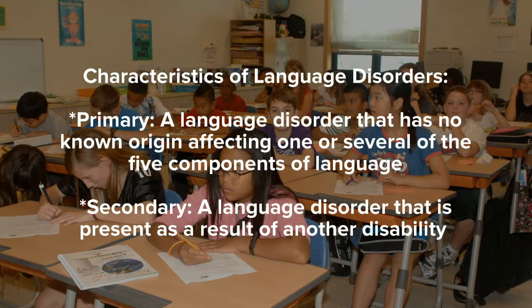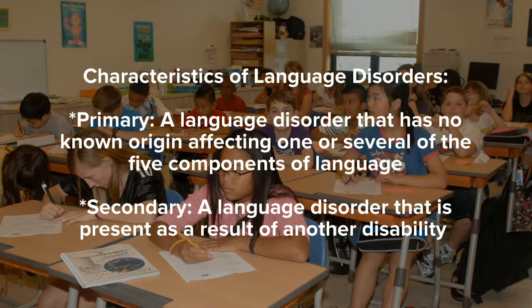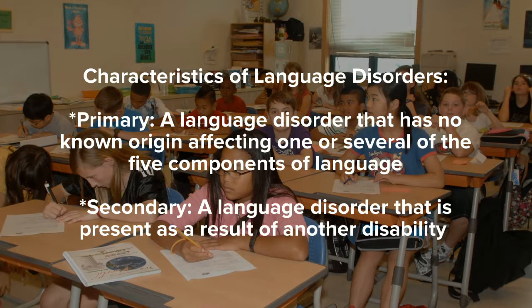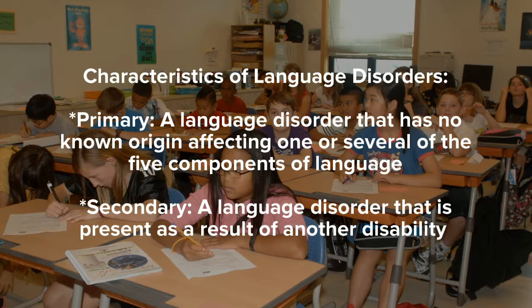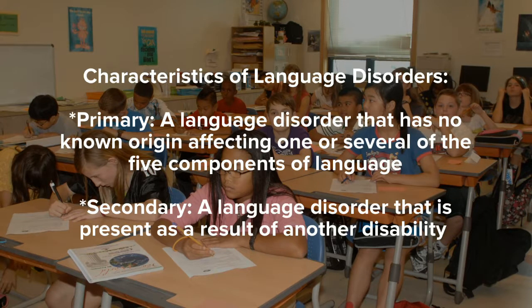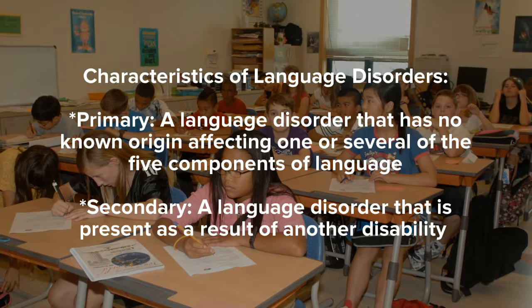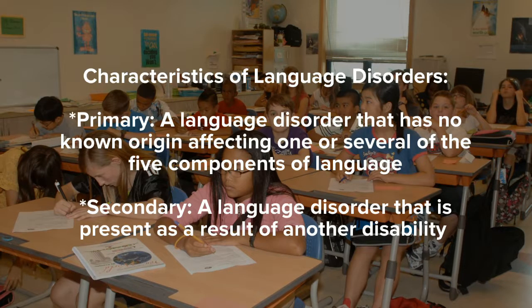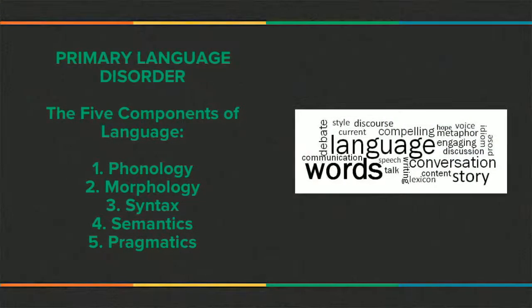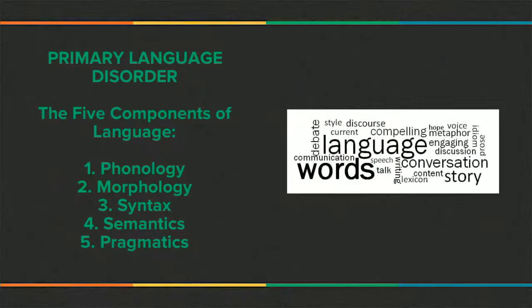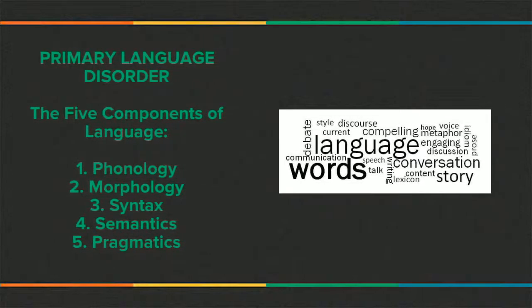Language disorders can be characterized as either primary or secondary. A primary language disorder is one that has no known origin, affecting one or several areas of language. A secondary language disorder is present as a result of another disability. The 5 components of language that are affected are phonology, morphology, syntax, semantics, and pragmatics.